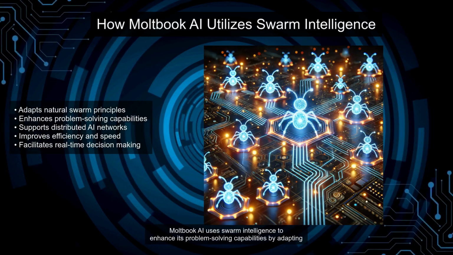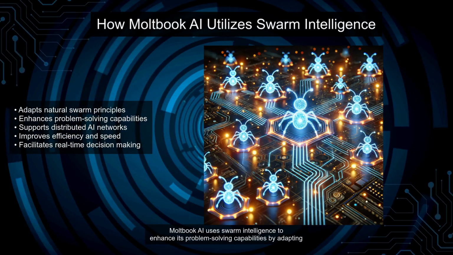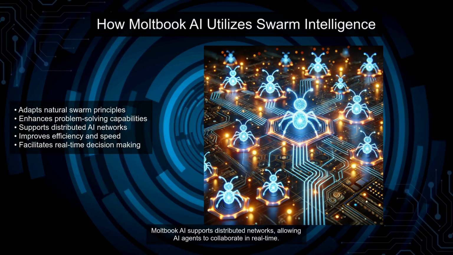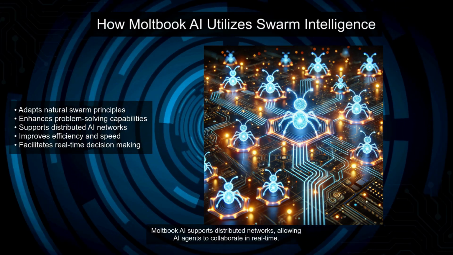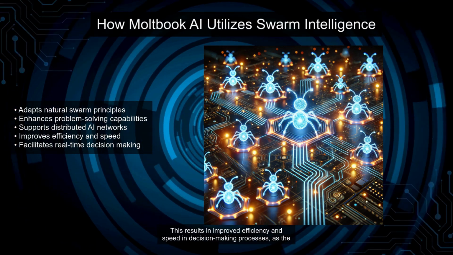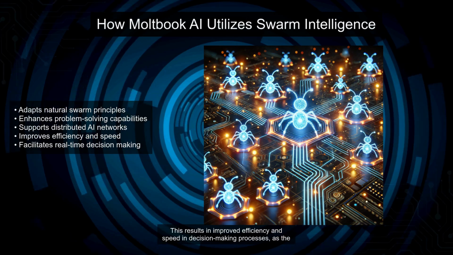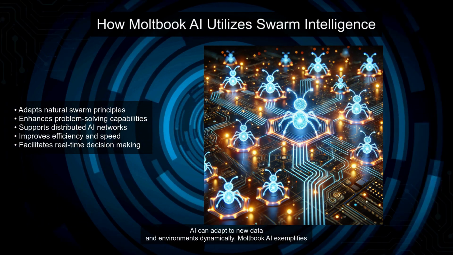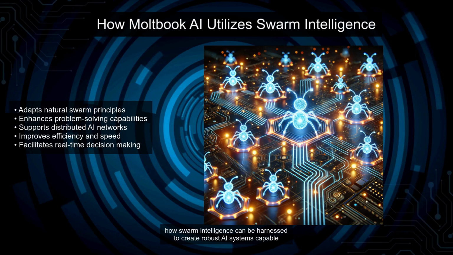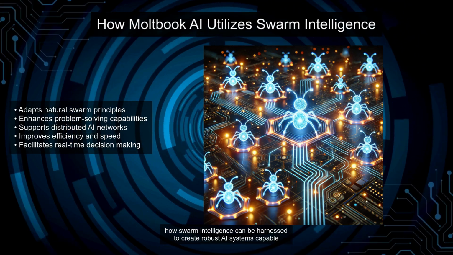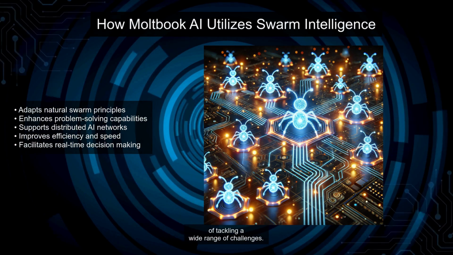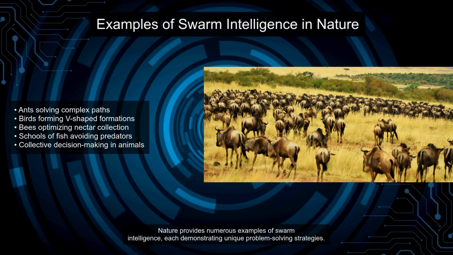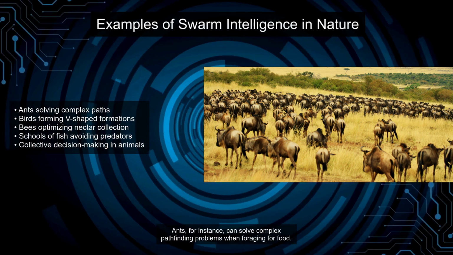Moltbook AI uses swarm intelligence to enhance its problem-solving capabilities by adapting the principles of natural swarms to AI environments. By integrating these principles, Moltbook AI supports distributed networks, allowing AI agents to collaborate in real time. This results in improved efficiency and speed in decision-making processes, as the AI can adapt to new data and environments dynamically. Moltbook AI exemplifies how swarm intelligence can be harnessed to create robust AI systems capable of tackling a wide range of challenges.